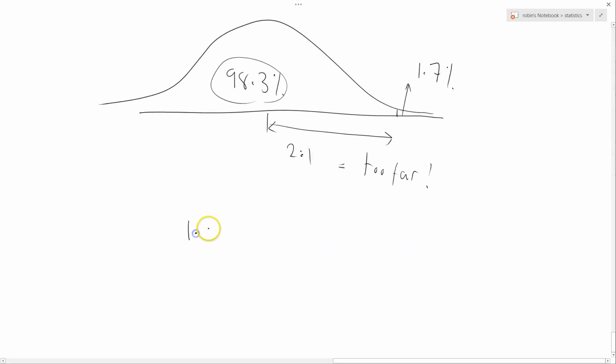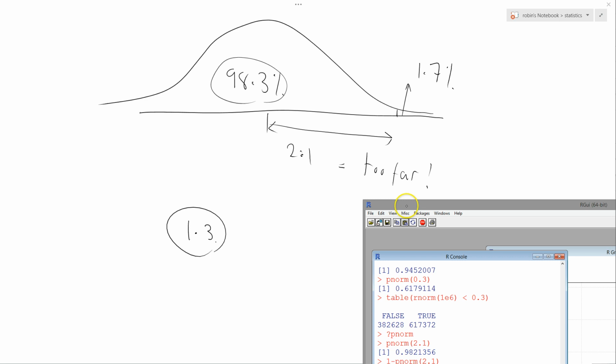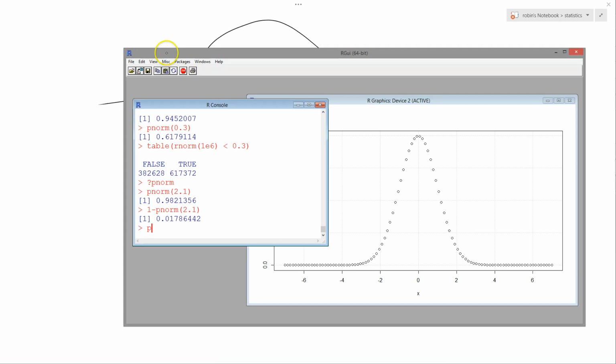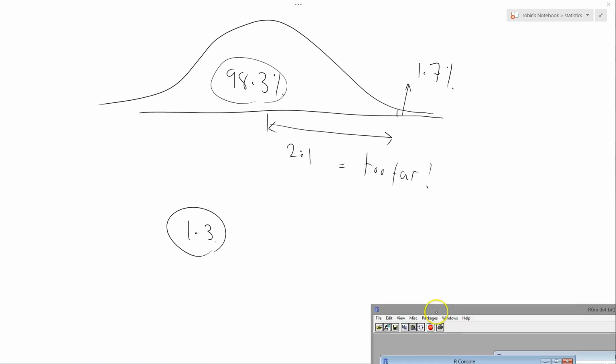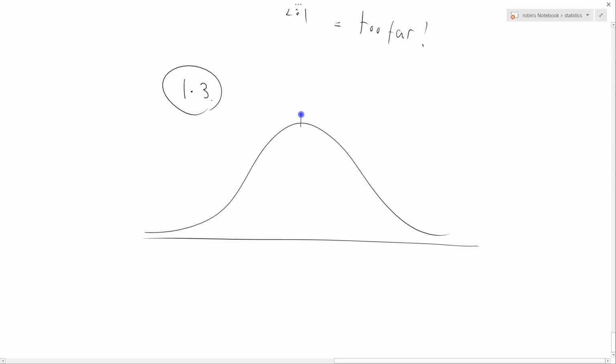Let's try 1.3 instead. So if I go back to R, we can just try that. Pnorm 1.3, which is about here on this graph, I expect. It's 0.90. So that means that we've got 90% on the left. I'll draw it. We're going about that far there. There's 90% there, rough figures, and 10% there.